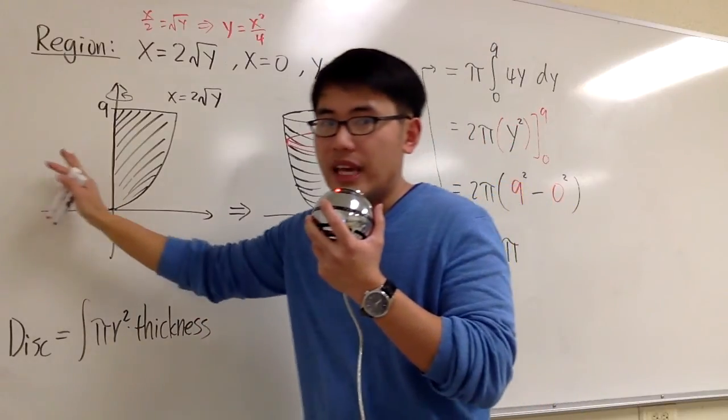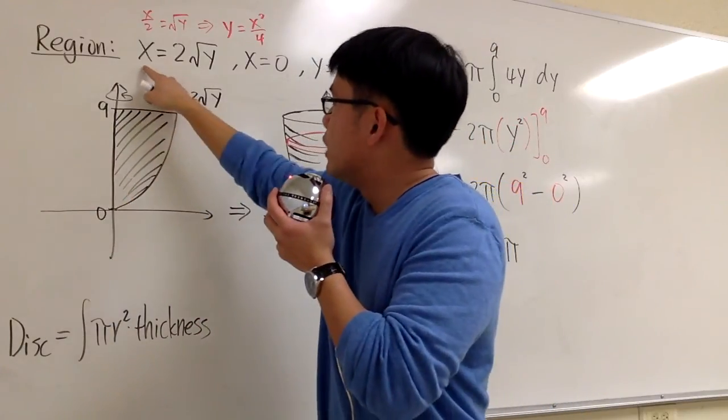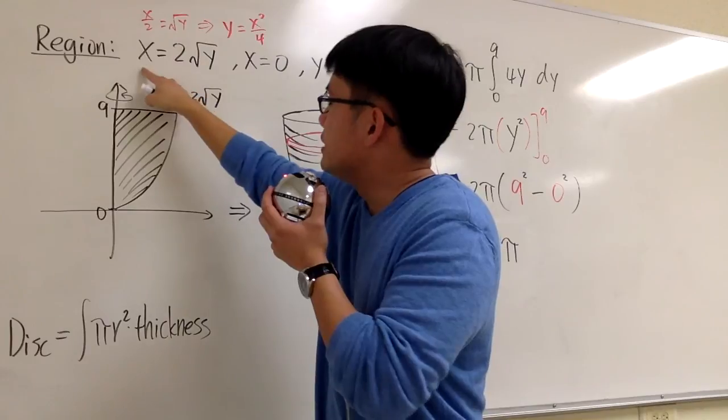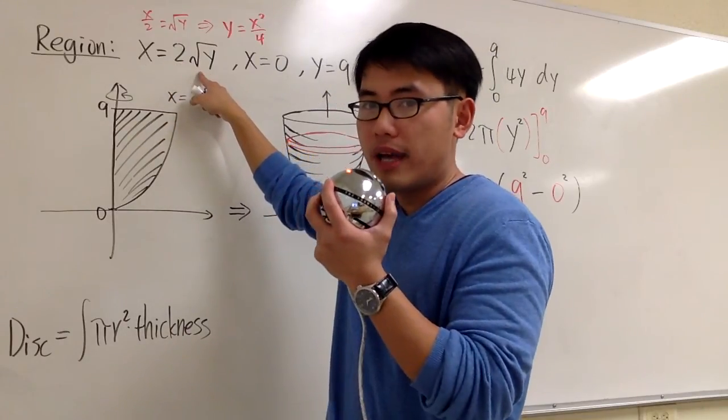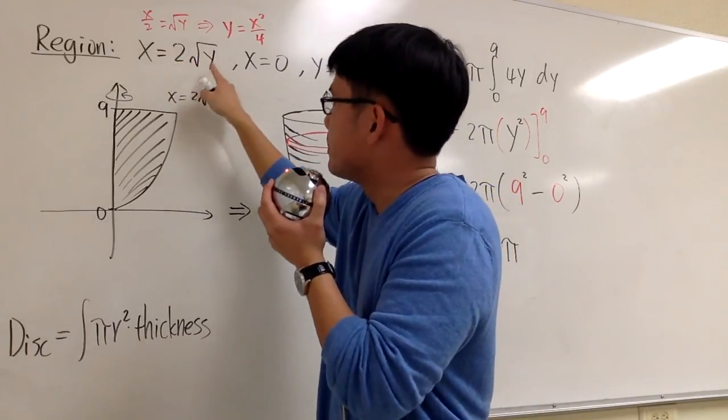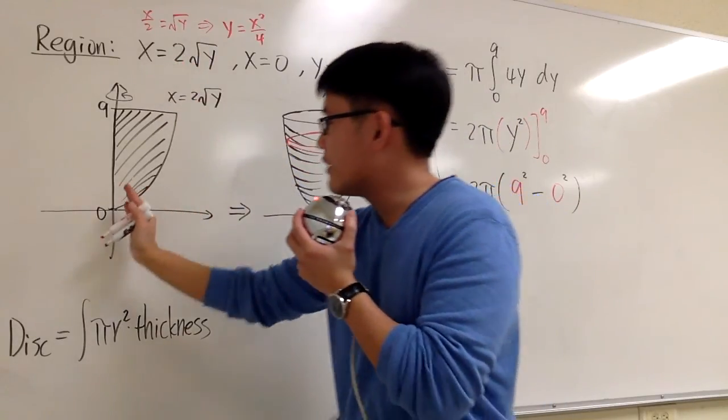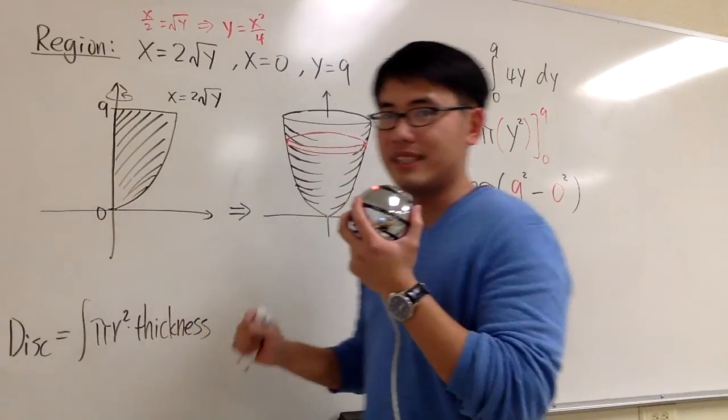But then we don't have the left-hand side, and the reason is because, look at the original equation, this is x equals positive 2 times positive square root of y. The right-hand side is always going to be positive, right? So we only have the positive side. We don't have the left-hand side.